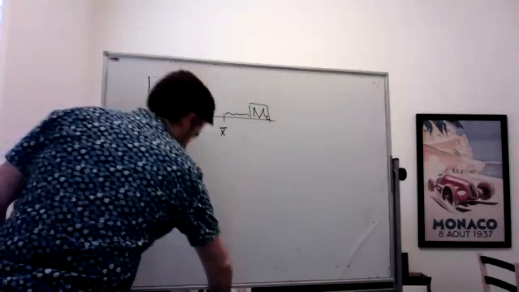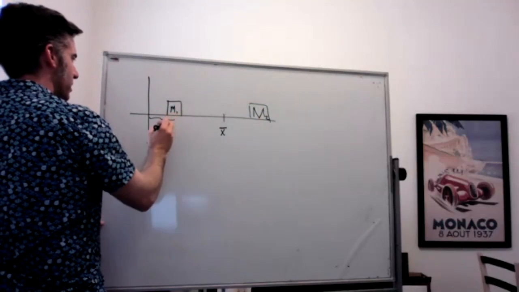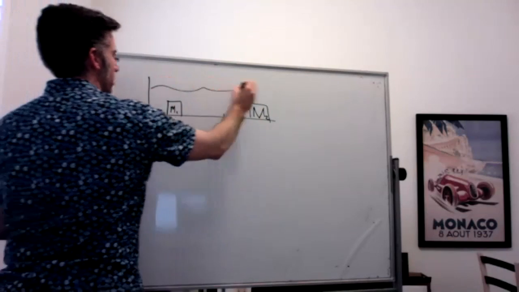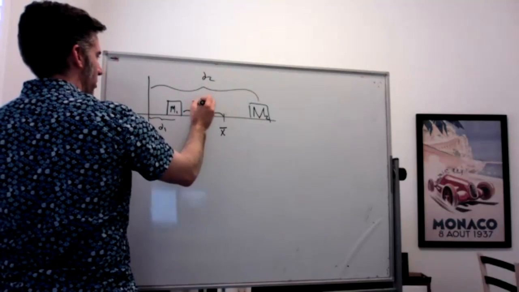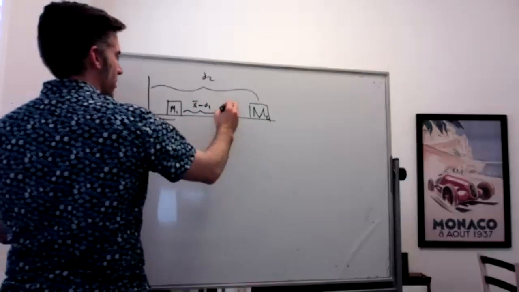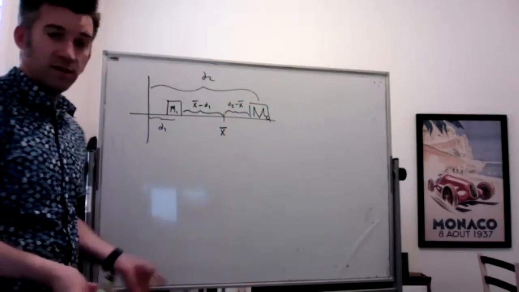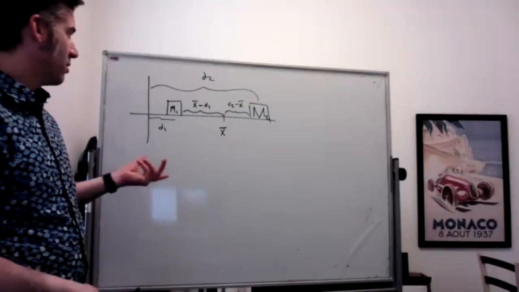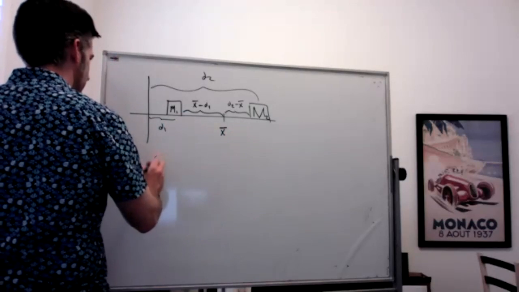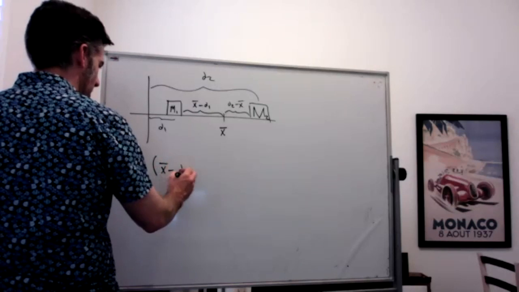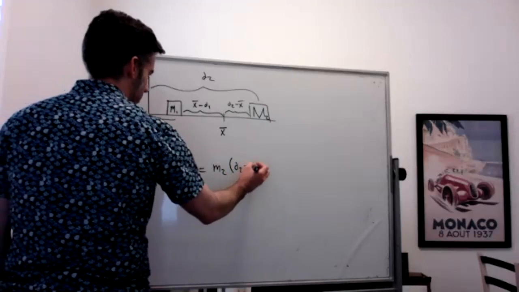and this is where I have to be super careful. Let's just talk about the distances from the x-axis. This is distance 1. This is distance 2. This distance here is x bar minus distance 1. This distance here is distance 2 minus x bar. So then for the system to be balanced, this moment should equal that moment. So M1 times x bar minus D1 should equal M2 times D2 minus x bar.